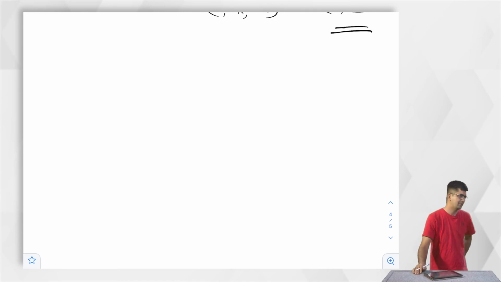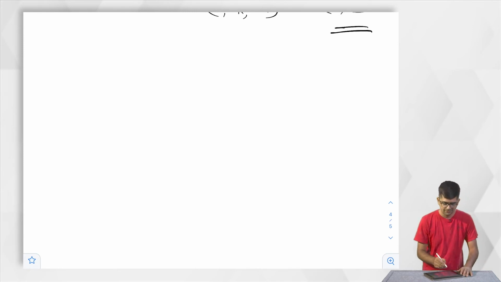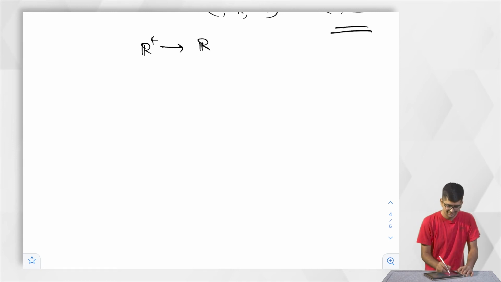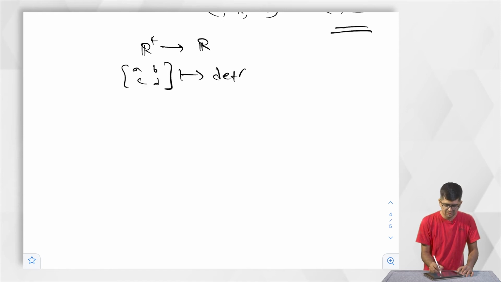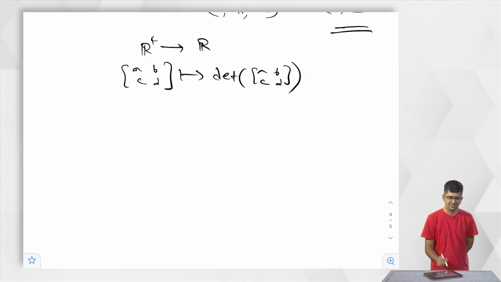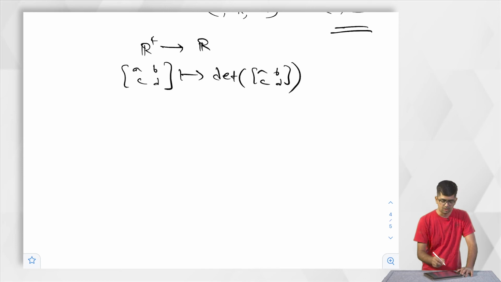Now, before we proceed to anything else, do we know any polynomial maps between Euclidean spaces? Let us take this R4 to R. I am treating this as A, B, C, D, mapping to the determinant of the matrix A, B, C, D. I could have written here R2 square, but whatever. So now we are asking whether this map is a continuous map or not.